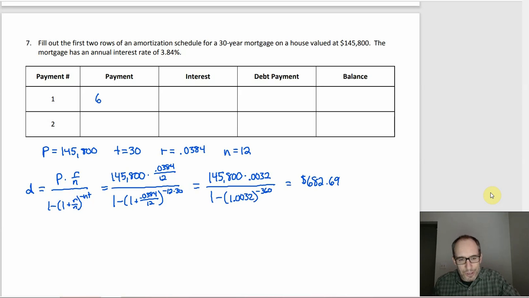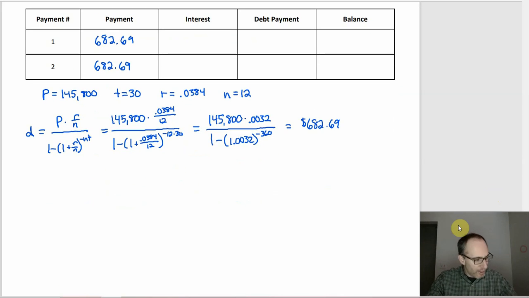So 682.69 there, and then 682.69 there. Right? They would be the same. If we had all 360 of them, they would all say 682.69 in that payment column, right? Same payment for every period. All right, then I guess we got to go by rows. So we'll do the first row, then the second row. There's not really another way to do it. So row 1.